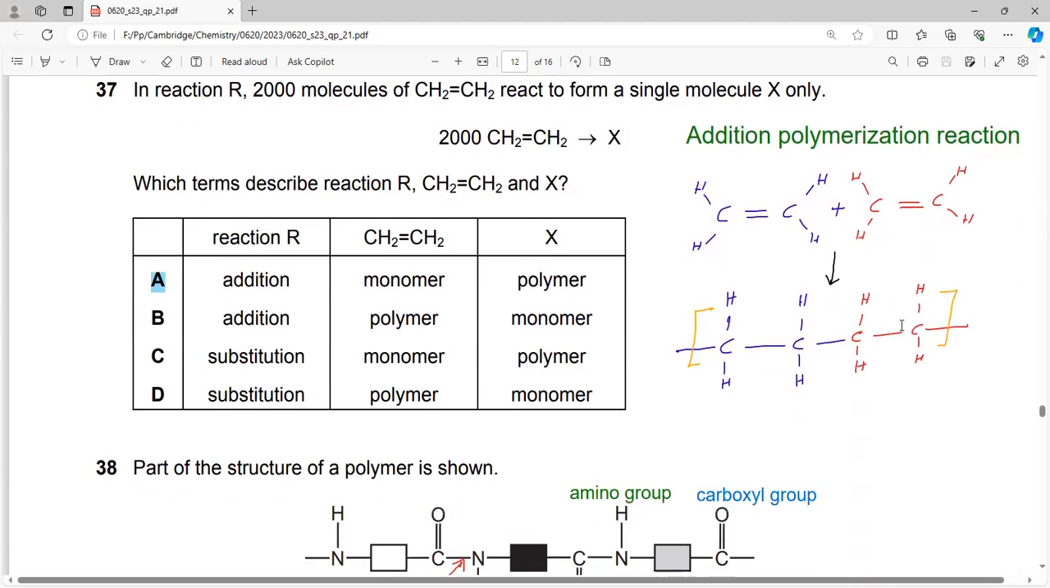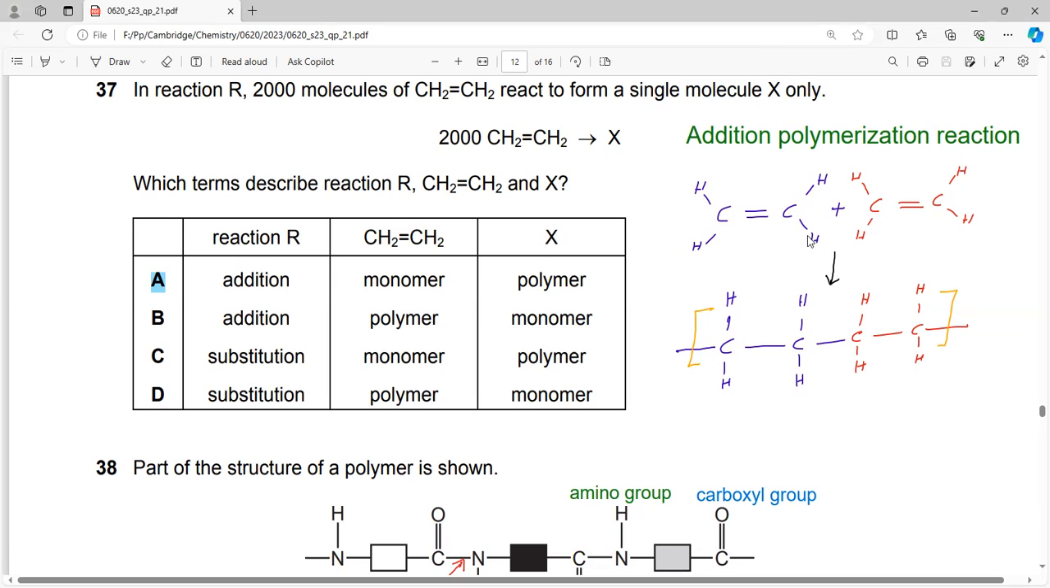We're going to move to question number 37. In a reaction R, 2000 molecules of ethene react to form a single molecule X. For example, we have 2000 molecules of ethene, and they are producing a single X molecule. Which term describes this reaction? On the right side, for example, if there are 2 ethene, they contain a double bond, and this double bond will split into a single bond. In this way, they will make a bond with each other through this carbon, and this is called an addition reaction. In this addition reaction, a long polymer will be produced. This is called an addition polymerization reaction.